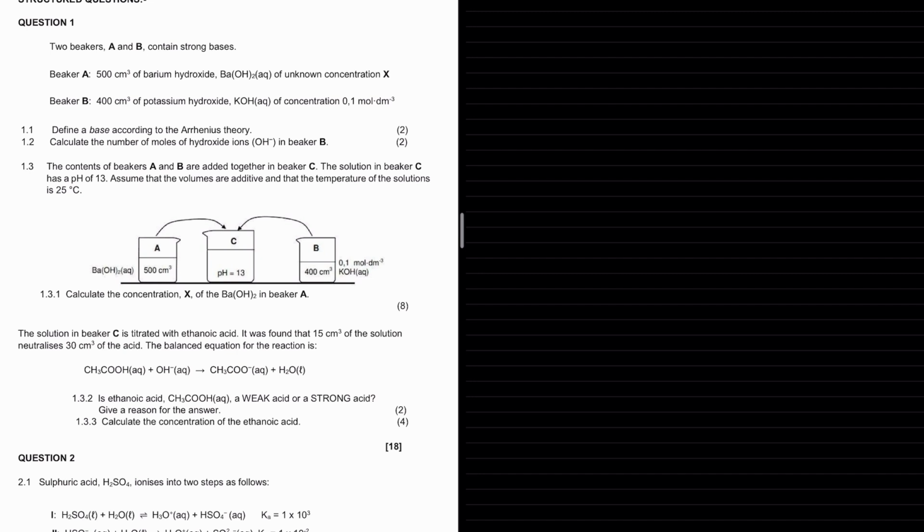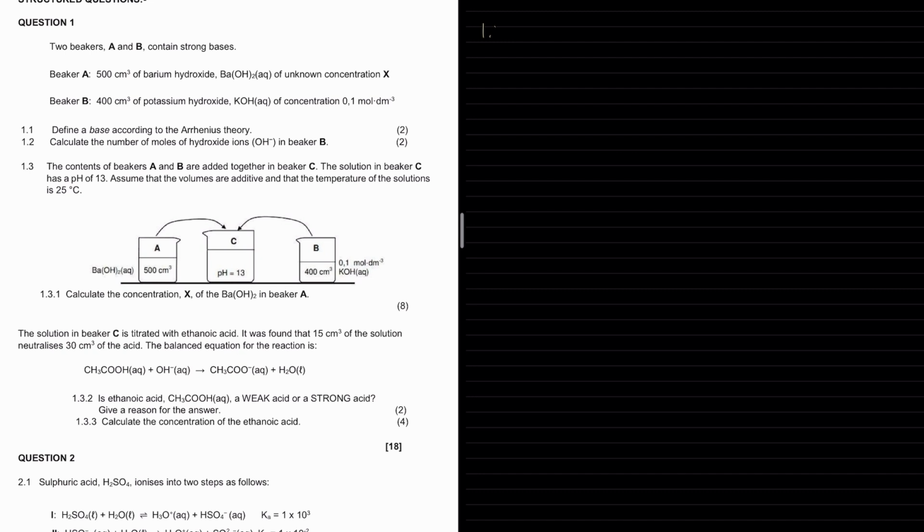Question 1 says, two beakers A and B contain strong bases. Beaker A contains 500 cm cubed of barium hydroxide of unknown concentration X. Beaker B, 400 cm cubed of potassium hydroxide of concentration 0.1 moles per dm cubed. Question 1.2 says calculate the number of moles of hydroxide ions in beaker B.